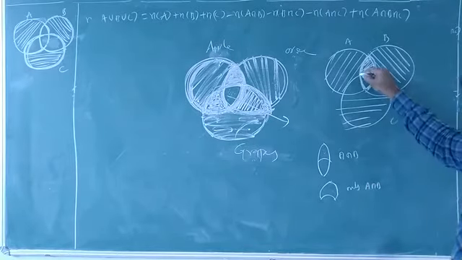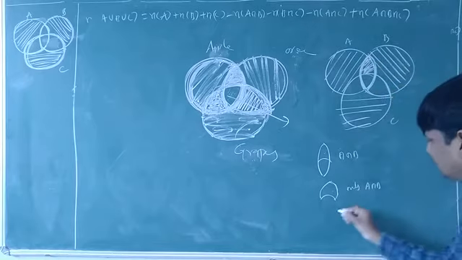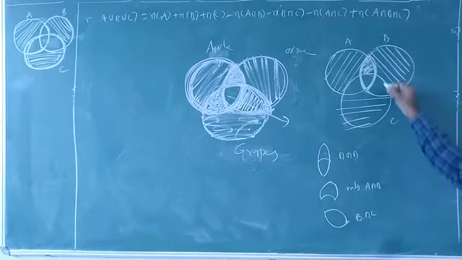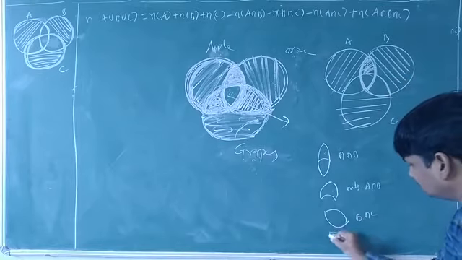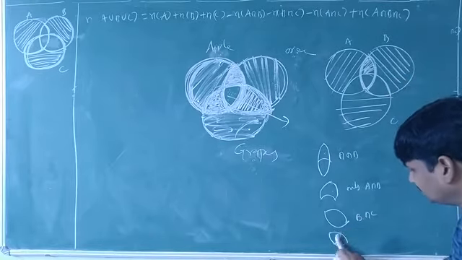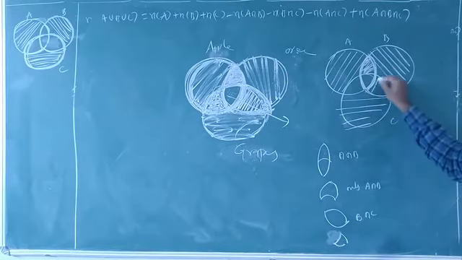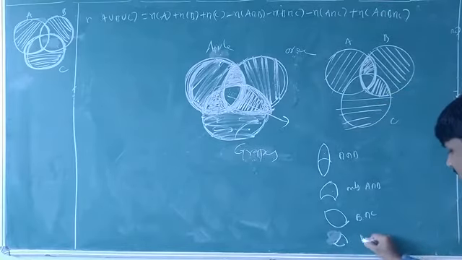Okay. Next. What about this part? B intersection C. What is it? B intersection C. Only the half part. This common part, remove that. This part only. What is it? Only B and C. Only B intersection C.